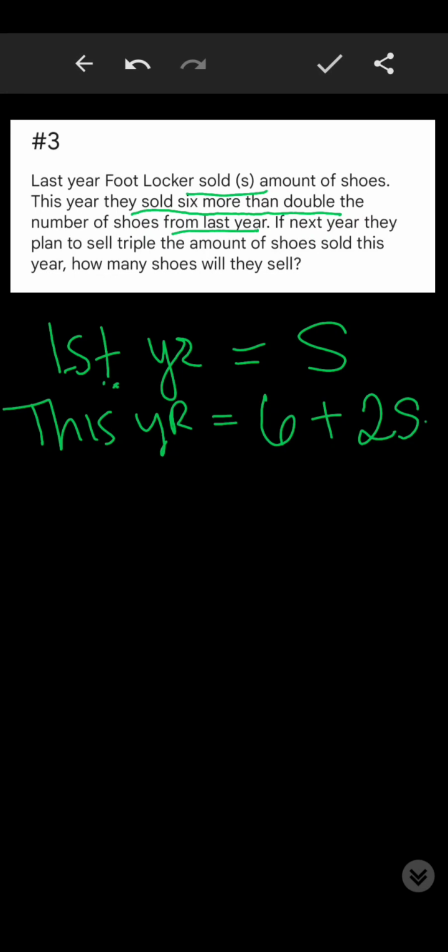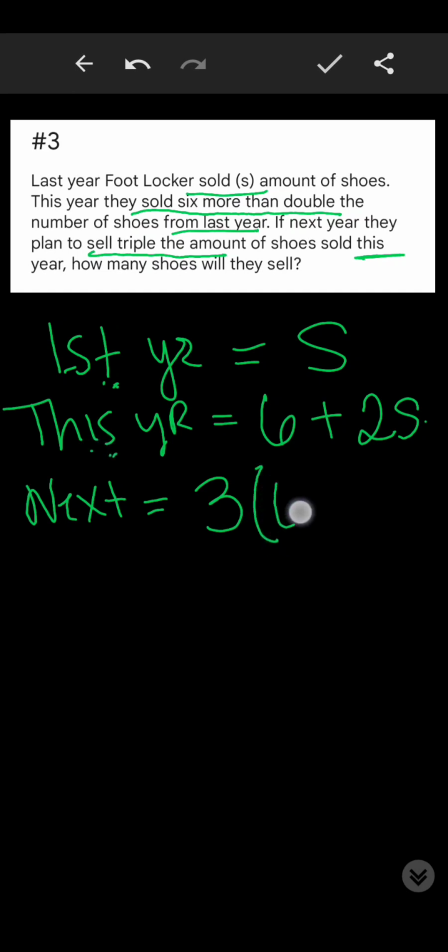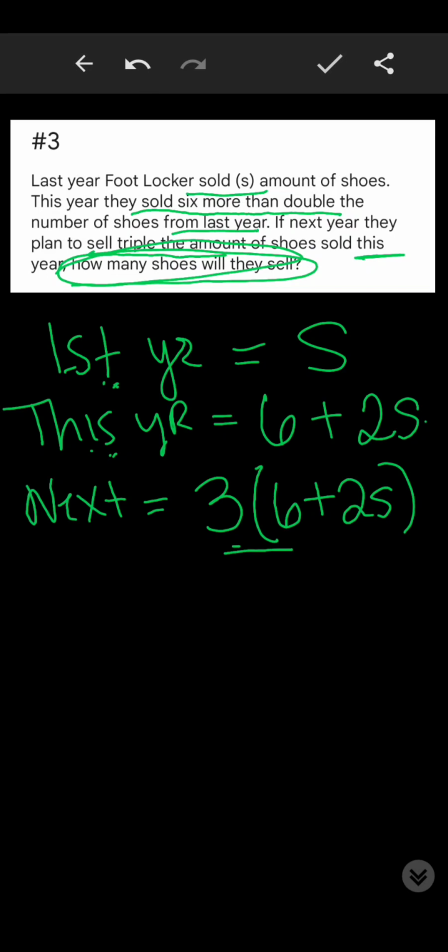The next section, if next year they plan to sell triple the amount sold this year. So this is next year. It's going to be triple the amount of this year, right here. We're going to triple it, which means we're going to multiply this entire expression times 3. It says, how many shoes will they sell? Now, if this answer here, 3 times (6 plus 2S), is not available, that means you're going to have to find an equivalent answer.